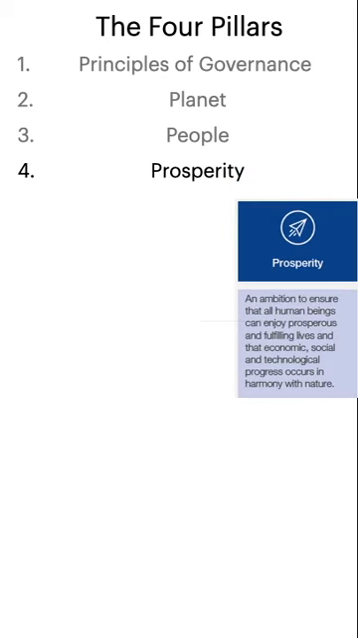Pillar 4. Prosperity, an ambition to ensure that all human beings can enjoy prosperous and fulfilling lives, and that economic, social, and technological progress occurs in harmony with nature. Pillar 4. Prosperity, core metrics, 3, and expanded metrics, 7.